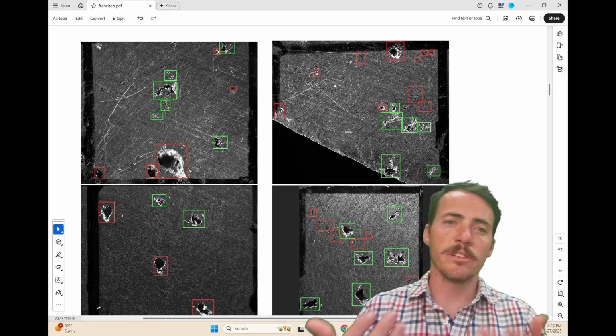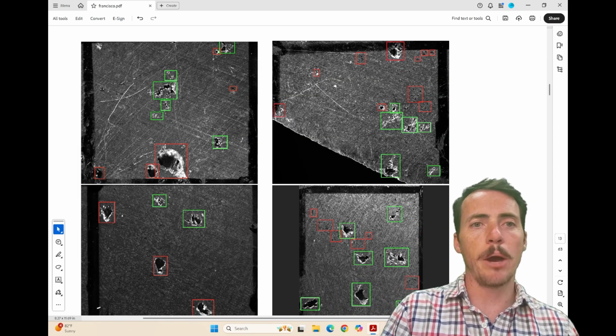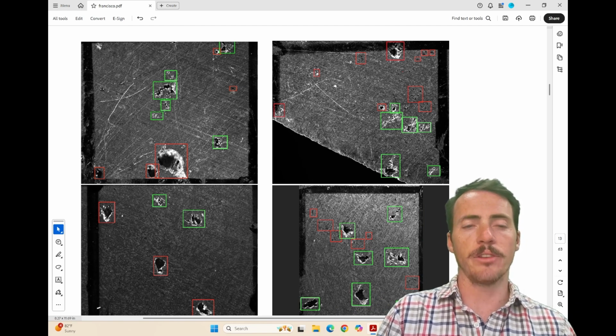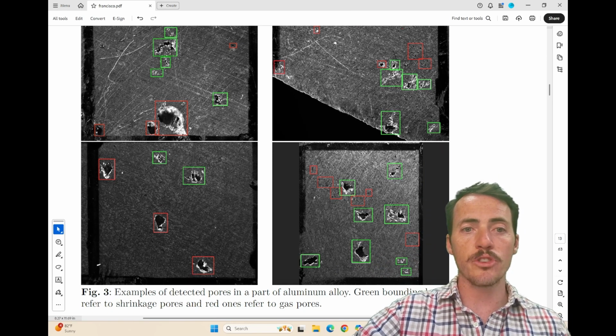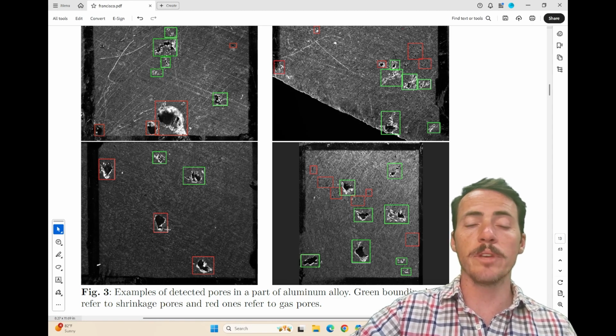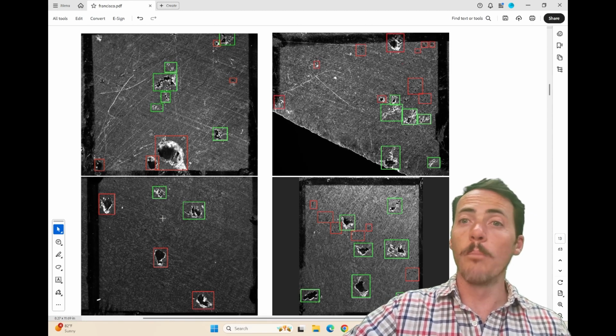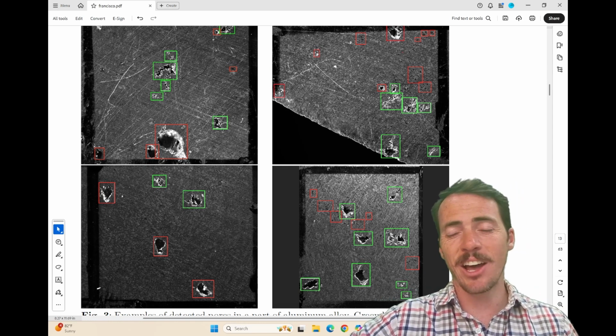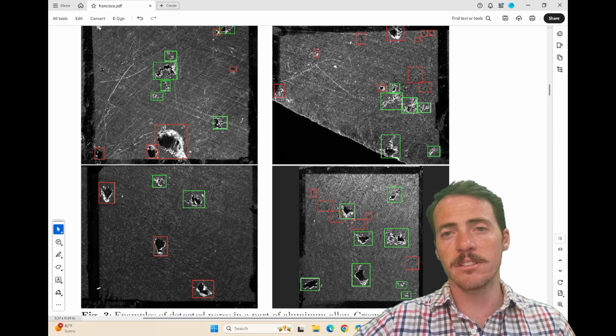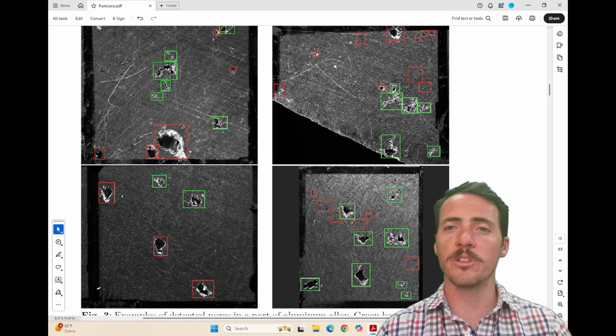When they collected images, here's some examples of what you see. In the bounding boxes, both in green and in red, you see different types of pores. They point out that the green ones are due to shrinkage, and the red ones are due to gas pores. There are more gas pores, there are fewer shrinkage ones, and the shrinkage ones tend to have more difficult shapes. They're not quite as simple or uniform shapes to be found.